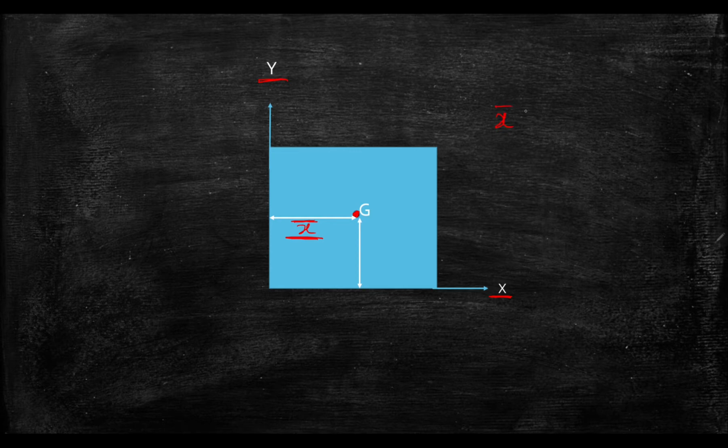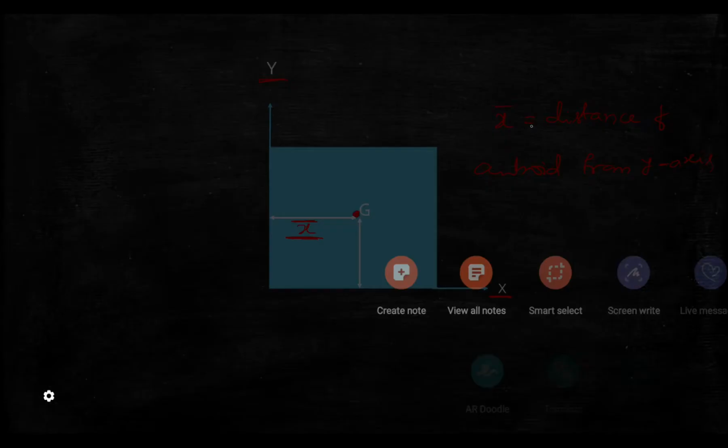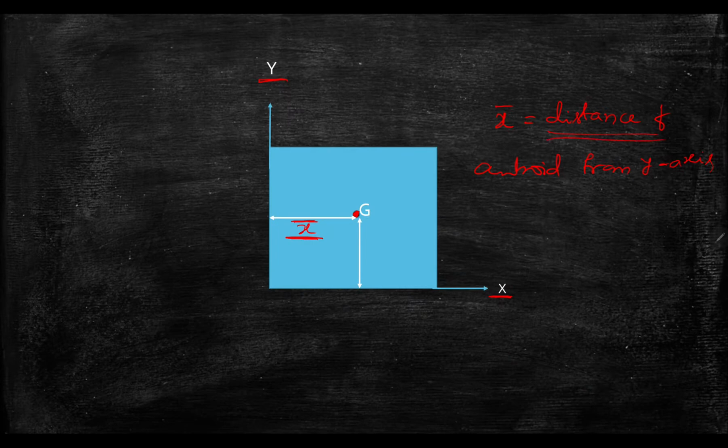x bar is the distance of the centroid of a given plane figure from the y axis. Just remember, that is the distance in the x direction. In the same way, the distance in the y direction from the x axis to the centroid is y bar. So x bar and y bar are the coordinates of the centroid. Normally we represent the centroid by using C or G.